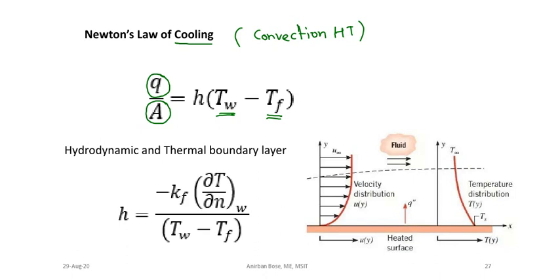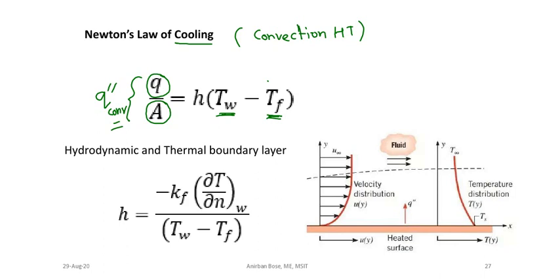So this left hand side part, this whole thing Q by A, is nothing but the convective heat flux. Okay, Q by A. And here you can see the temperature difference. It is written in a way that T wall is greater than TF, that is why TW minus TF, so that this quantity becomes positive. If this quantity is positive, then the heat flux in the convection process will be positive.